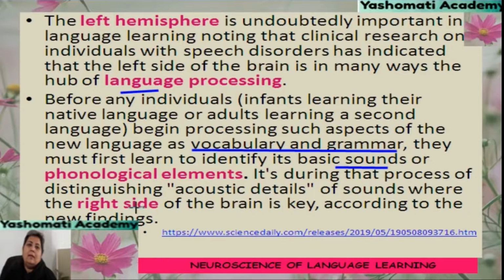And these phonological elements are processed on the right side of the brain. So this is the importance of both sides of the hemisphere. The left side of the hemisphere controls language processing, and the right side of the hemisphere processes phonological elements, which are very important for any speaker to master a language.